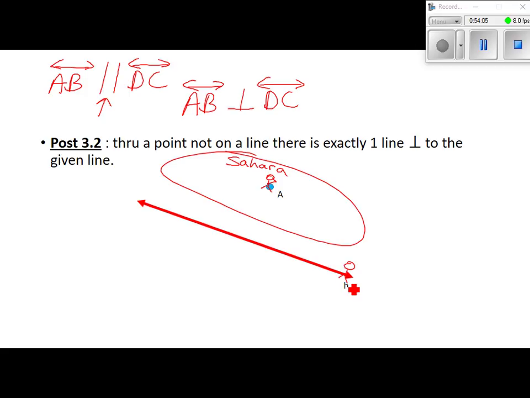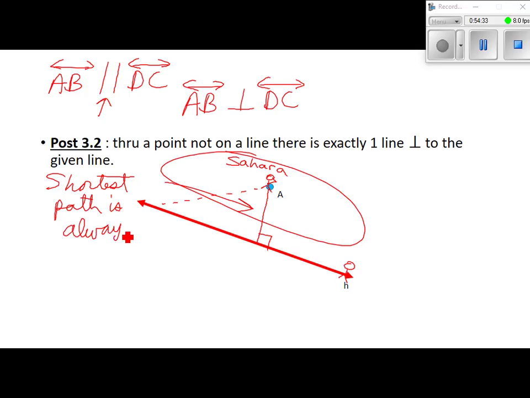Alright? So how is Izzy going to lead me to the road? Straight like that? That was straight. Right. What do you mean? It's going to be what to this line here? Perpendicular. The shortest path, you might want to write this down, shortest path is always perpendicular. Shortest path to anything always forms a right angle to it when it gets to it.